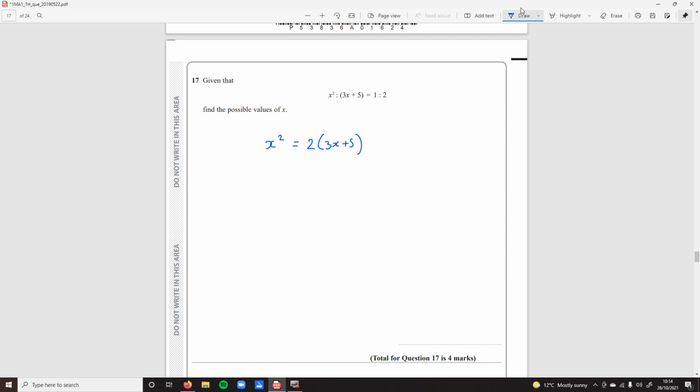No, that's not right. Oh my god, this is really embarrassing. Cannot remember how to do any of this. So that means for every 1 part of x, there's 2 parts of 3x plus 5. So yeah, that would make sense. X squared equals 2 lots of 3x plus 5. X squared equals 6x plus 10. X squared minus 6x minus 10 equals 0.